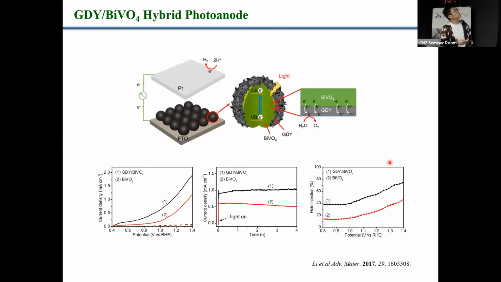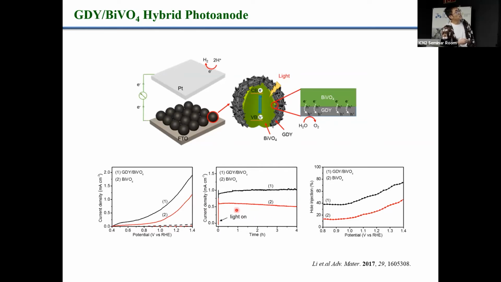So after this method, we synthesized our graphene on this bismuth vanadate, and as expected, the performance improved largely. Here is the bare bismuth vanadate, and here is the graphene-coated bismuth vanadate. We can see the photocurrent improved largely, and this is the photostability.